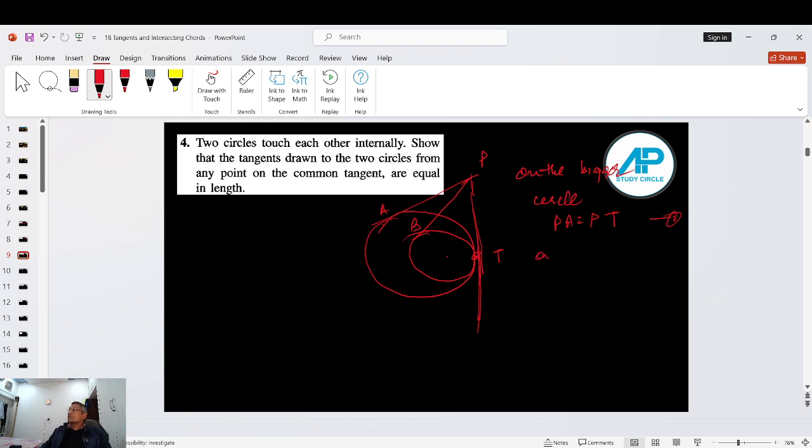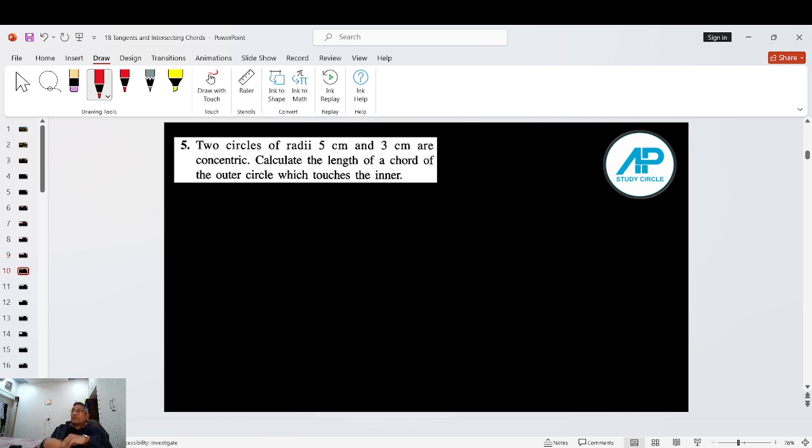On the smaller circle, PT equals PB. Second equation. From 1 and 2, PA equals PB. Tangents from the same exterior point are equal to each other. Fifth question.